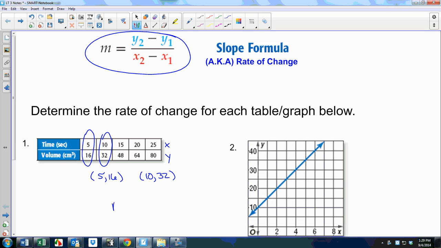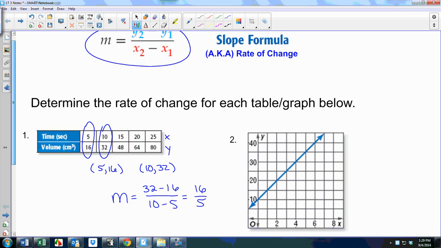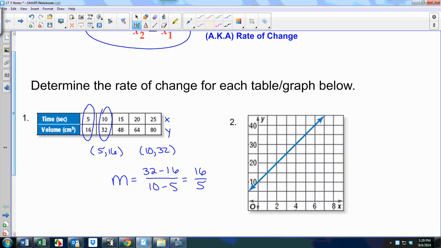All right, so the slope would be 32 minus 16. And if you pick 32 as your first y, then you have to use 10 as your first x. 10 minus 5. So you get 16 over 5. And is that a fraction that reduces? No, so that's it. That's your slope. In the terms of rise over run, that would be up 16.